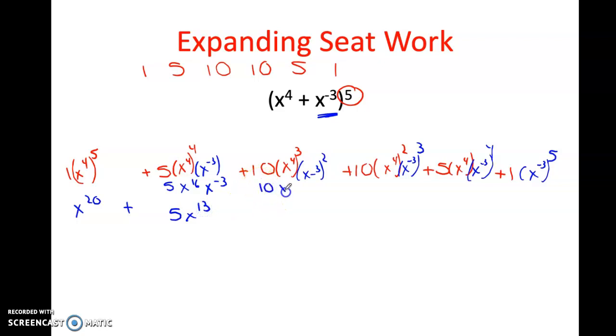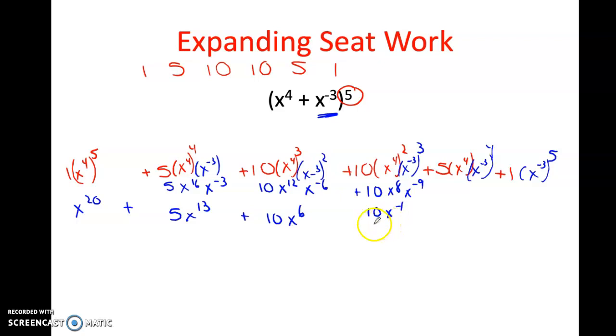This is going to be 10x to the 12th, x to the negative 6th, so this will give us a result of 10x to the 6th power. And this is going to be 10x to the 8th, x to the negative 9th, which gives me 10x to the negative 1st.